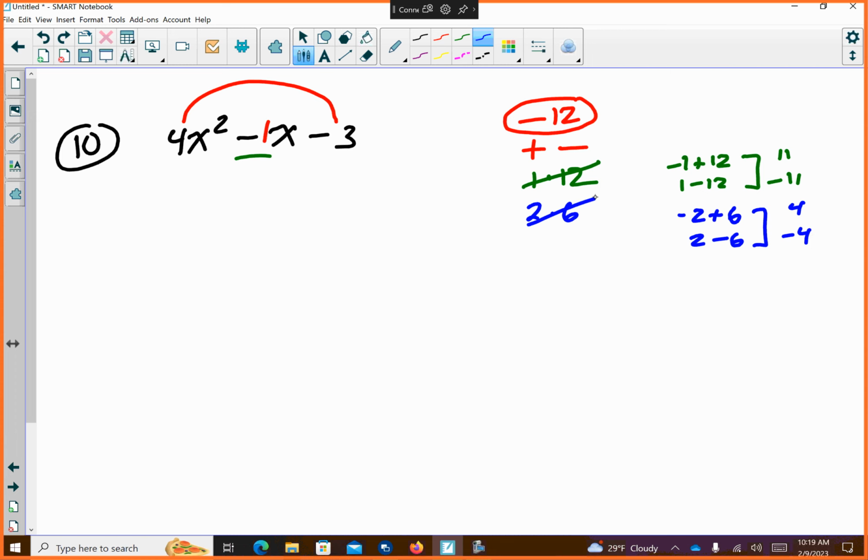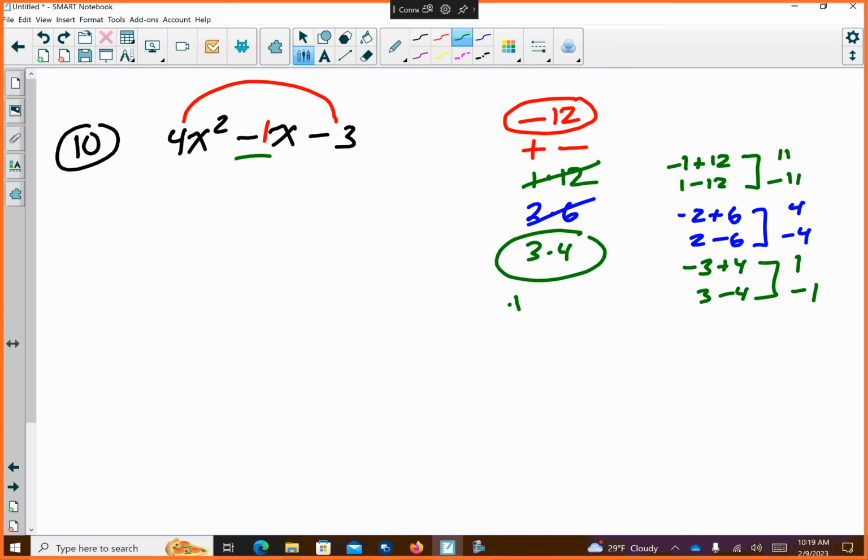You guys are talking. Rice, you okay? And then I'm going to do 3 and 4. Is there any way I could do 3 plus 4 or 3 minus 4 to get negative 1? This would give me 1. This would give me negative 1. Ooh.